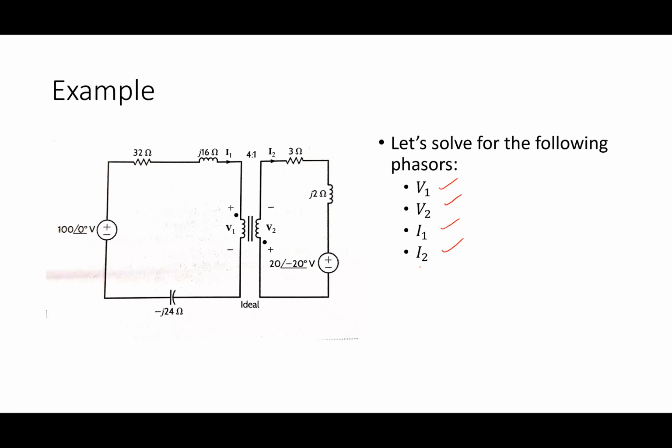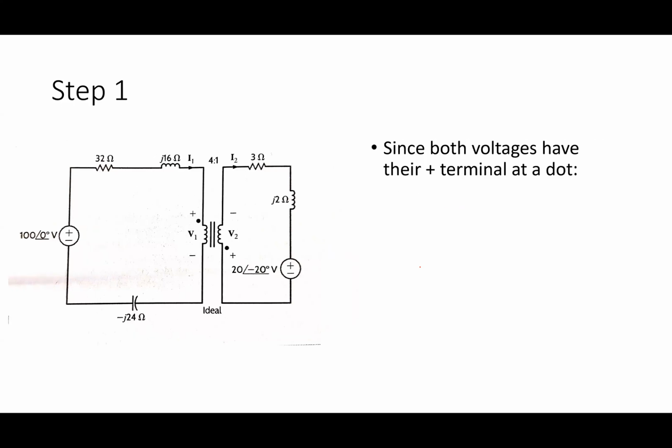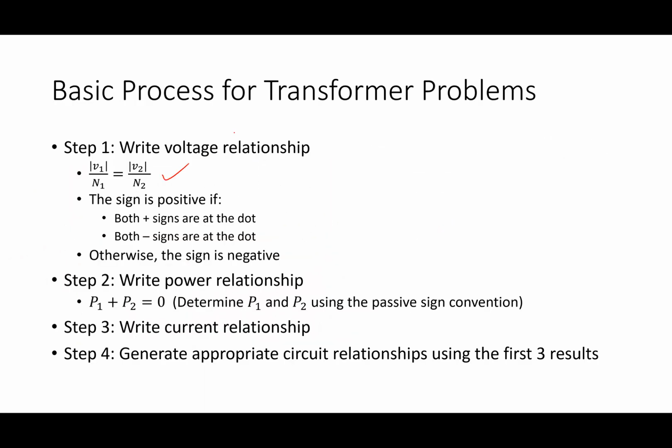Okay, so the first step, given the polarities that I've gotten here, I'm going to look to you guys to tell me, how should I write the relationship between V1 and V2? So notice that this guy is 4 to 1. That basically means that N1 equals 4 and N2 equals 1. How would I write that relationship given what we have here? What would I do?